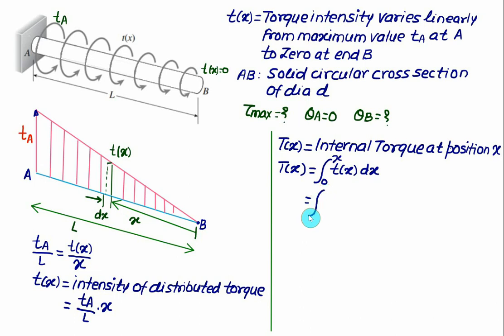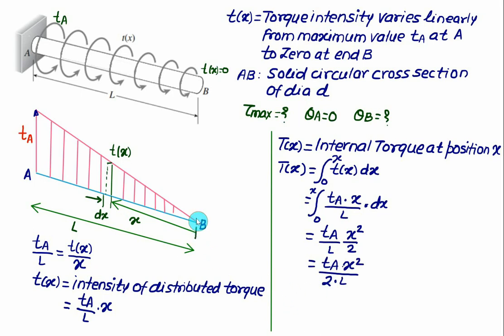We have the integral of Tx, which can be replaced as the torque Ta multiplied by x divided by L multiplied by dx, and the limit is from 0 to x. In this case the value of Ta and L is a constant value that can be taken outside. So we have Ta divided by L. The integral of x is x square by 2. So we have x square divided by 2. The lower limit is 0, that is meaningless. So at any distance we have torque equal to Ta into x square divided by 2 times L.